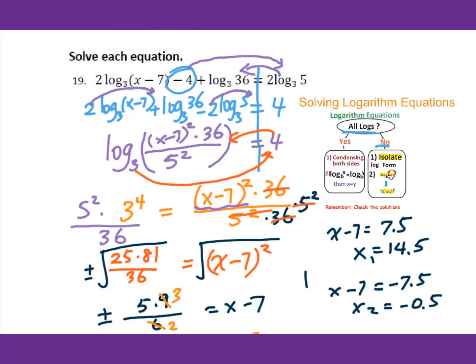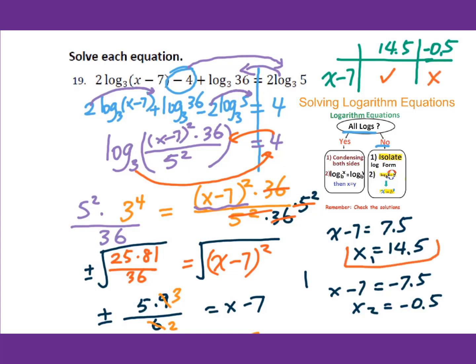Now we need to check the solutions. We got x minus 7 as the only argument. Then we have 14.5 and also negative 0.5. Plug in: positive, this checks; this one, negative. Therefore, this is the only solution. This is not a solution.